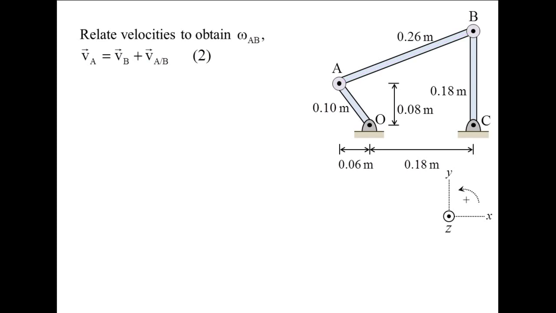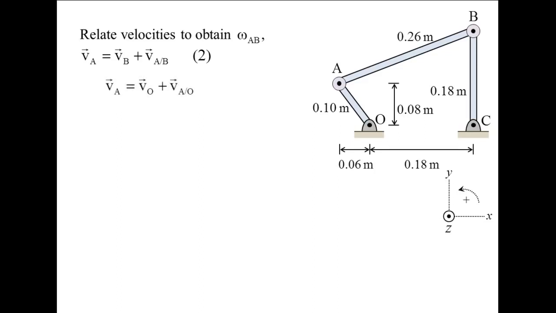Omega AB is obtained by relating the velocity of points A and B. The velocity of point A is equal to the velocity of point B plus the velocity of point A relative to point B. This is equation 2. We do not know the velocity of points A and B, but we can find expressions for them by relating those velocities to the velocity at points O and C.